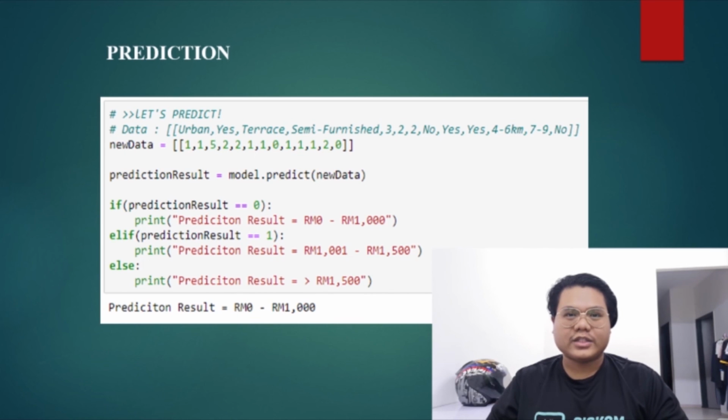In this section, it shows the prediction with new data that has the attributes of a terrace type house in an urban area that has 3 bedrooms, 2 bathrooms and other attributes. And the prediction result shows that the house rent is between 0 to 1000 ringgit. This system made a successful prediction because my house rent that has the same attributes as above is 960 ringgit.